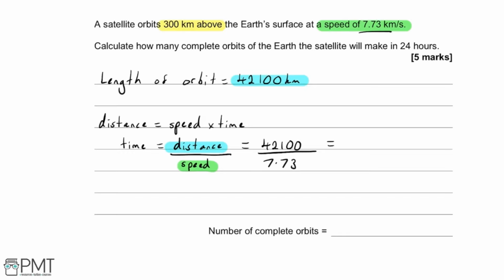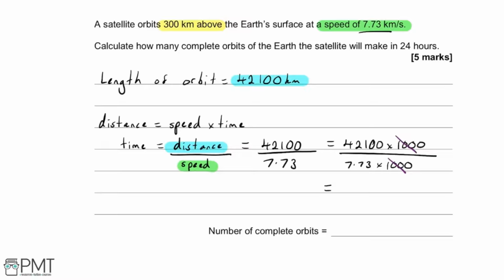But just to show you, then you would have 42,100 times 1,000 metres divided by 7.73 times 1,000 metres per second, and then your thousands will cancel out. So that's why you don't need to worry about the units.